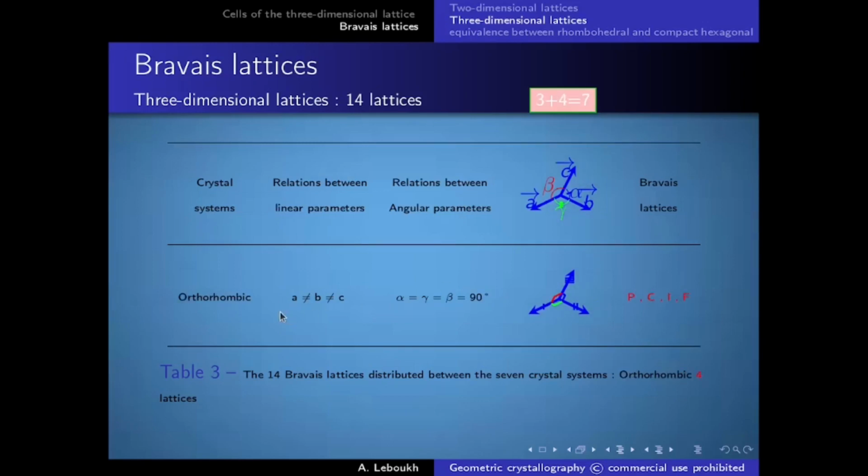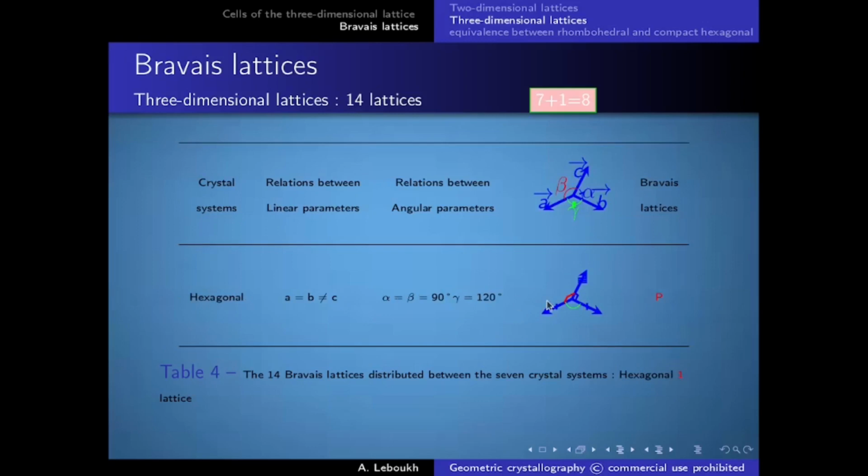We continue with the orthorhombic with this condition on the parameters, and we have here four Bravais lattices: P, C, I, and F. And we have 3 plus 4, so until now 7 Bravais lattices from the 14. We continue with the hexagonal. We have one Bravais lattice with this condition on the relation between parameters, hence 7 plus 1, we have now 8 Bravais lattices from the 14.